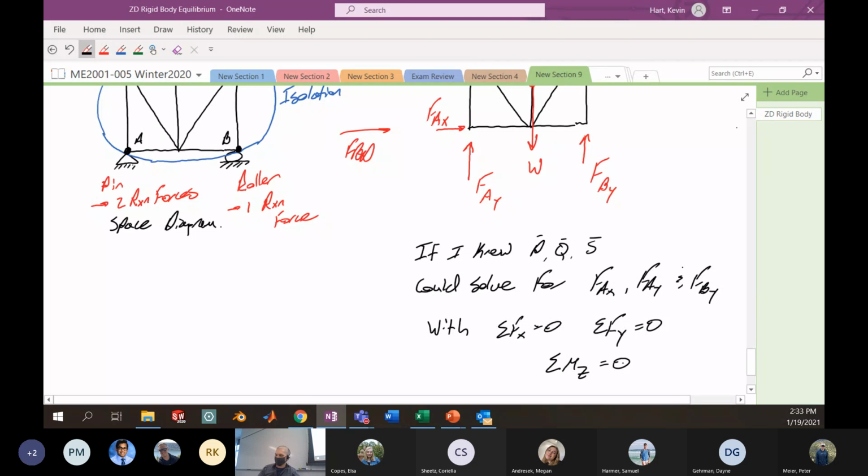Sum of the forces in X, sum of the forces in Y, and sum of the moments in Z would give me 3 equations. And then in this situation, I could solve for my 3 unknowns, FAX, FAY, and FBY. I guess we would have to assume that we knew what the weight was also. So I guess we'll throw that guy in there.